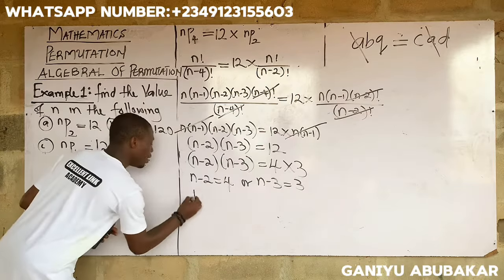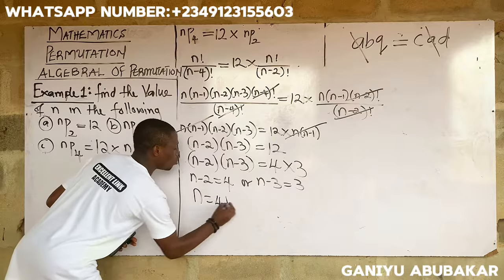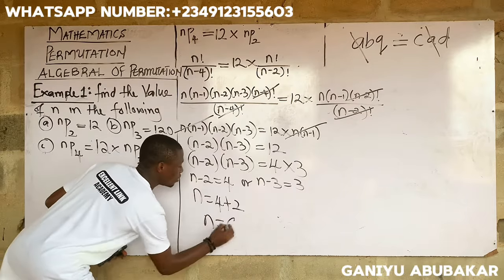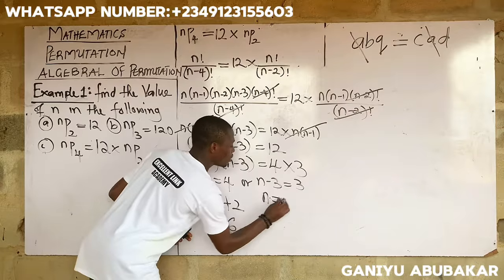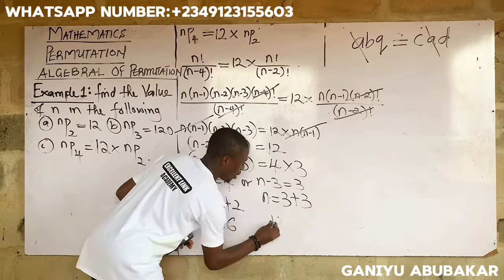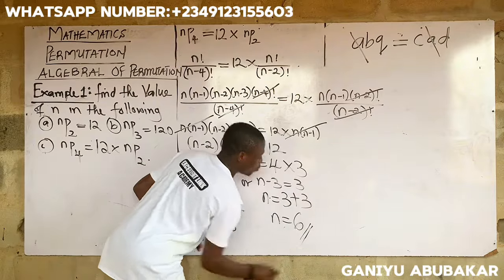What do I get here? N equal to what? 4 plus 2. N is what? 6. Or n equal to what? 3 plus 3. N equal to what there? 6. So my answer is 6.